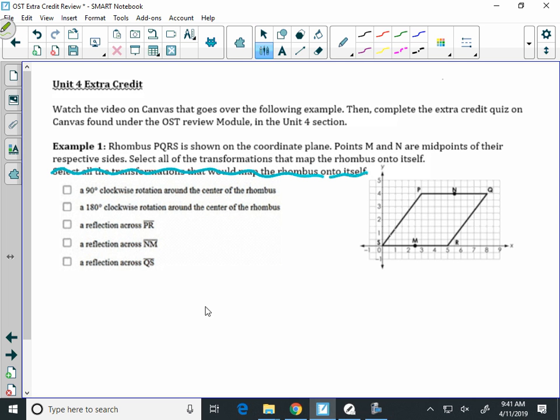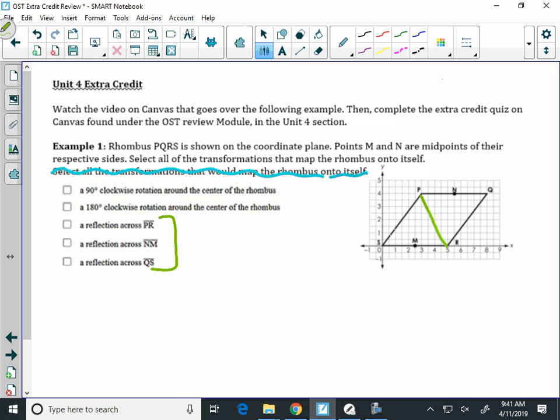Okay. So what we need to do is go through and figure out our lines of reflection and our angles of rotation. I like to do my lines of reflection first. That's pretty much saying a line of symmetry. So it's asking, is PR, so P to R, a line of symmetry for that rhombus? In other words, if we fold that rhombus over that line, will everything map up? And the answer is yes.